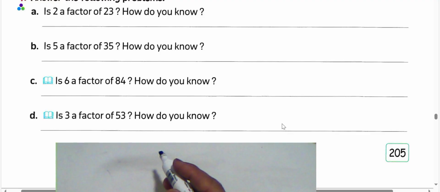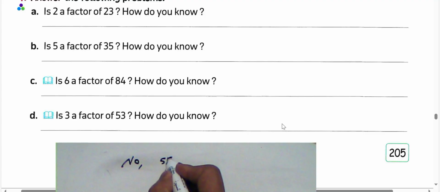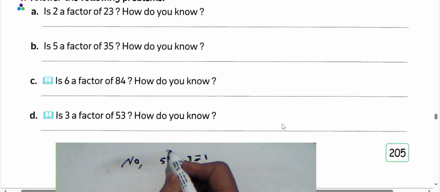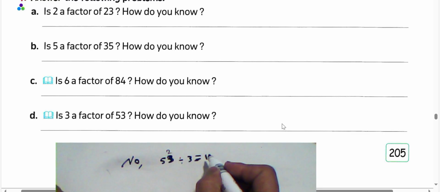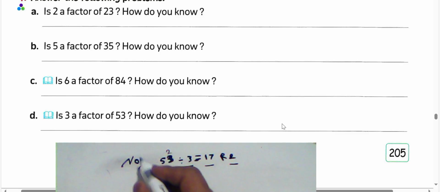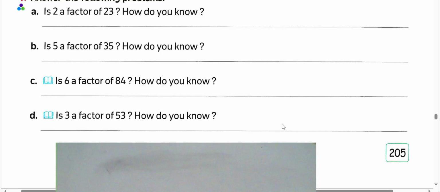Next, is 3 a factor of 53? How do you know? Can 53 be divided by 3? No. Why? Because what is 53 divided by 3? 5 divided by 3 equals 1, and the remainder is 2. 23 divided by 3 equals what? 3 times 7 is 21, and the remainder is 2. Then 53 divided by 3 equals 17, and the remainder is 2. Then we can write 3 is not a factor of 53 because 53 can't be divided by 3. We have a remainder.